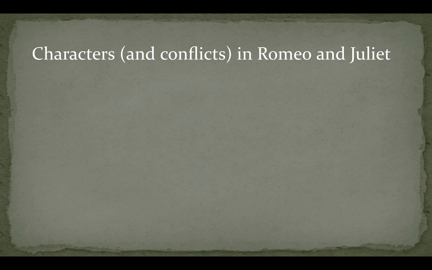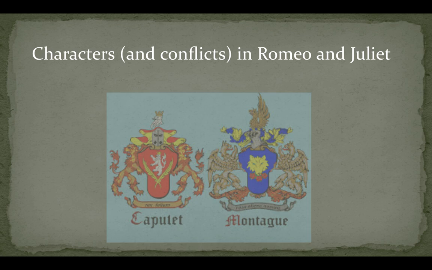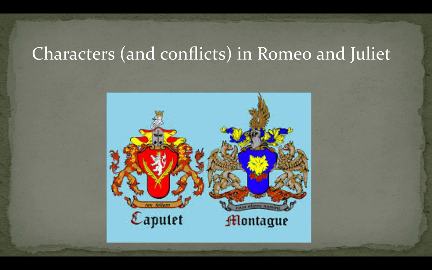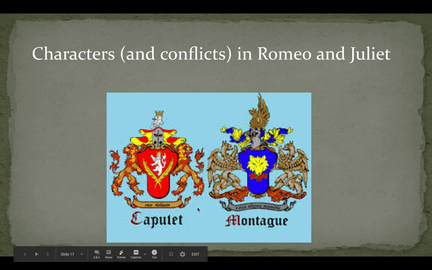All right, so let's talk a little bit about the characters and conflicts in Romeo and Juliet. Now, there's a main conflict in Romeo and Juliet, and this conflict is a squabble or a feud between the family Capulet and the family Montague. So we have a family conflict or a family feud. We have the Capulets. Juliet is a member of the Capulet family.